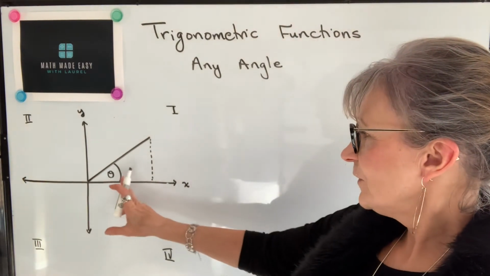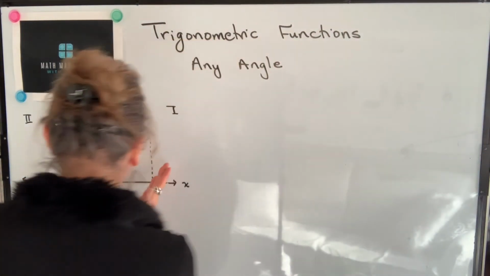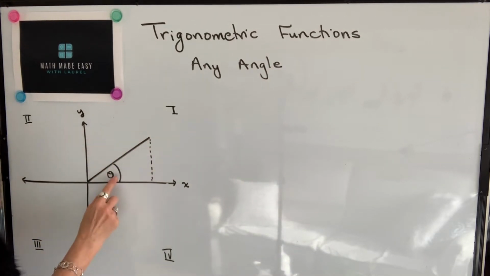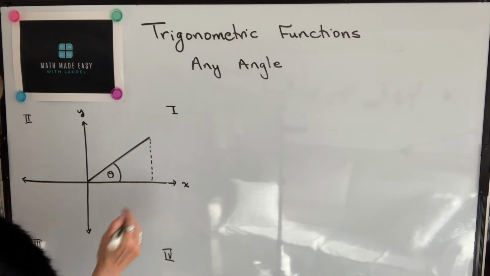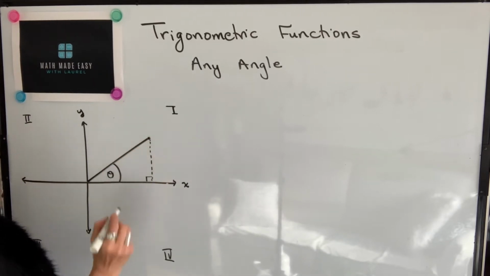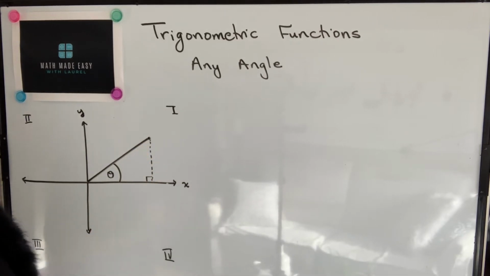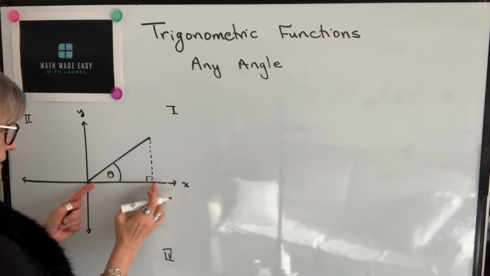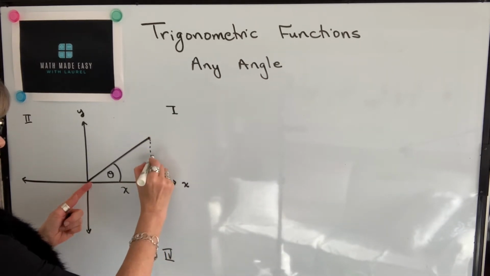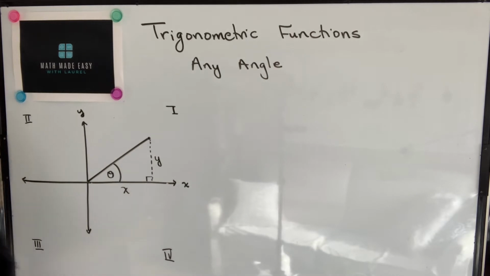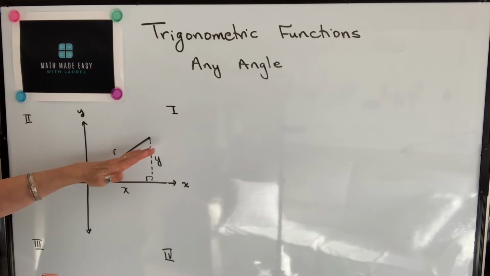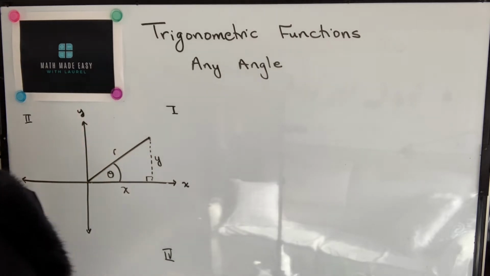So if we take a segment and rotate it counterclockwise from the positive x-axis, we create an angle theta. If we were to drop down a perpendicular line from the end point, we would form a right triangle. And the horizontal distance would be x, the vertical distance would be y. We call the hypotenuse the radius. So it's the radius of the circle that's formed if we rotate that line.